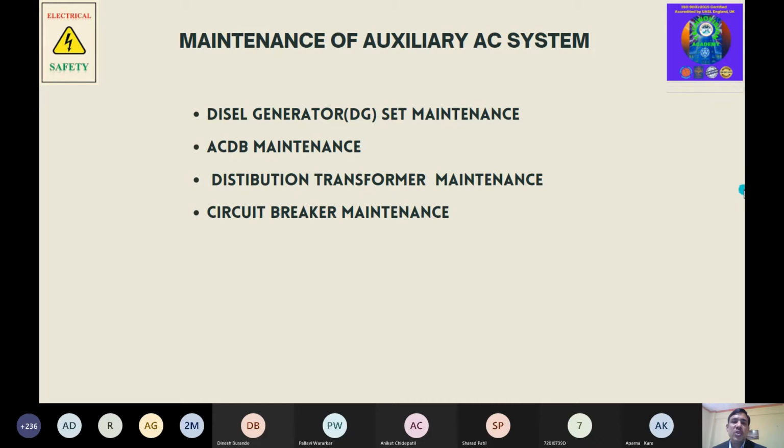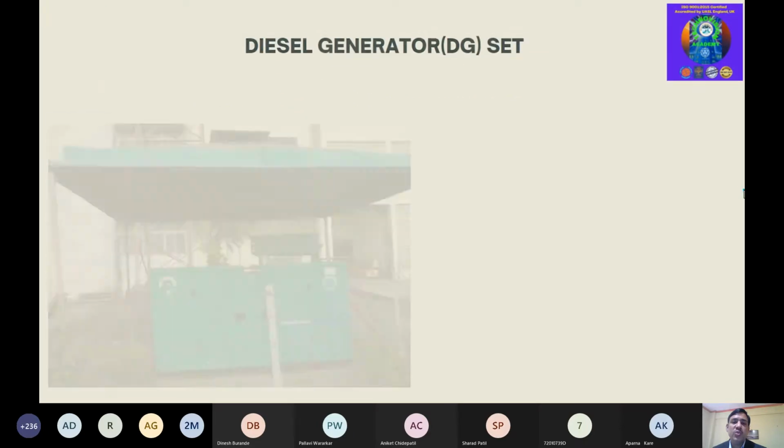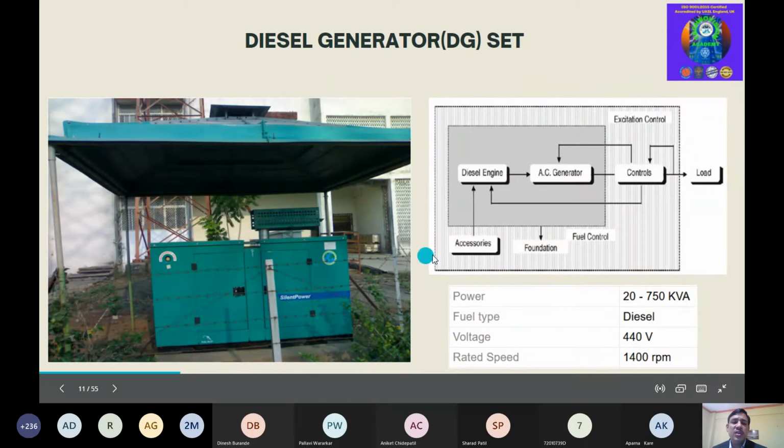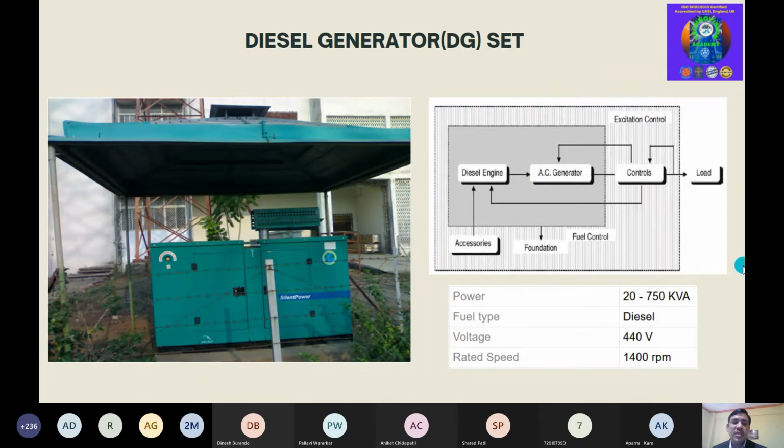Then I have to ensure the maintenance of my distribution transformer also, and circuit breaker maintenance. This is the DG set we have at this 400 kV station to cater the load whenever two auxiliary sources are not available. In that emergency case, it should cater the complete AC auxiliary load of the station. So your DG set should have that rating.